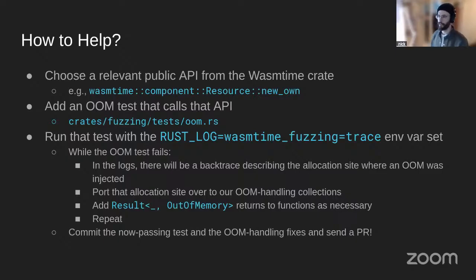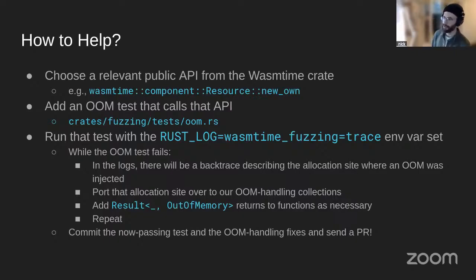And then run that test with logging for Wasmtime fuzzing enabled. And so what that's going to do is in the OOM test, whenever we inject an OOM, we log first the backtrace of where the allocation is happening, right? And so you basically just run the test with the logging, and then you see what the last backtrace was, and that's the place where you aren't handling OOM because you'll crash right after that allocation.